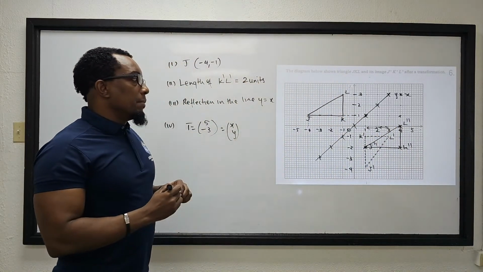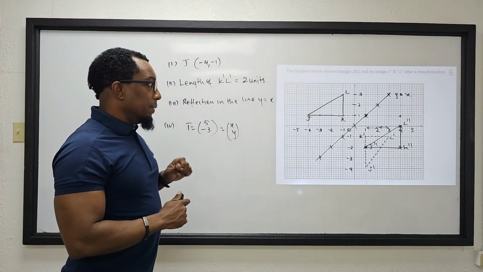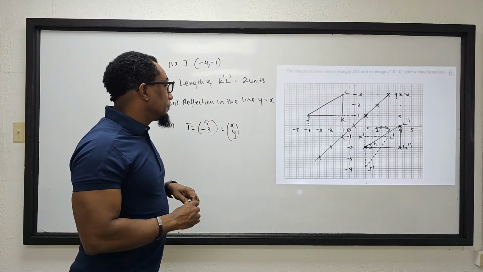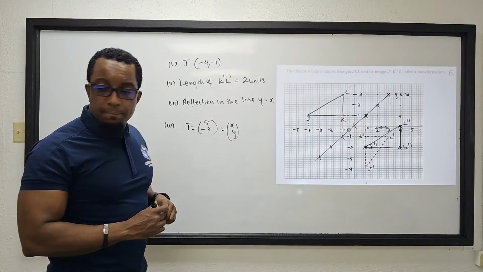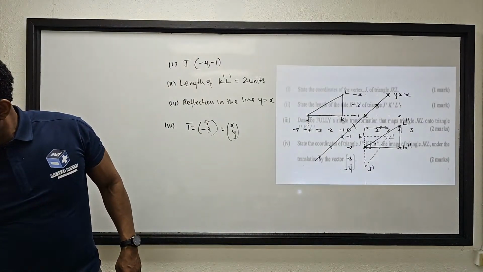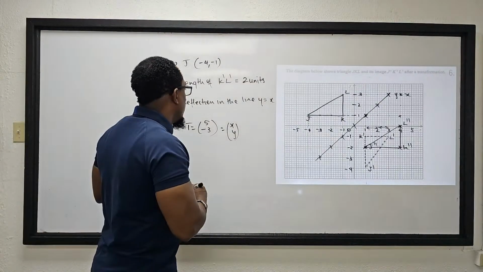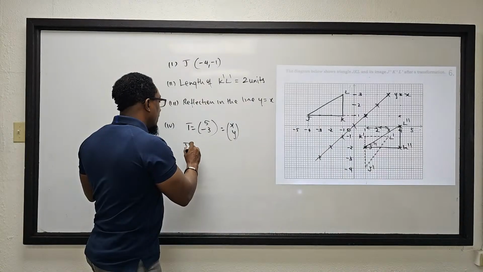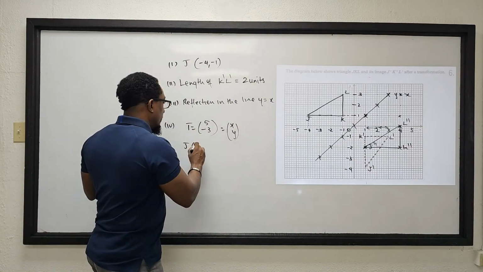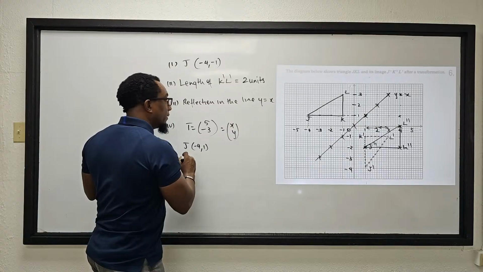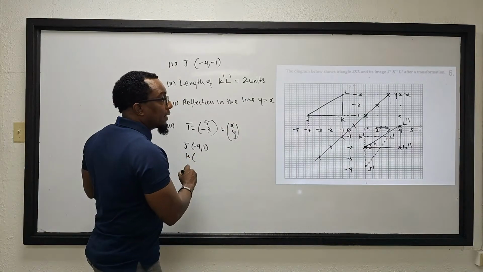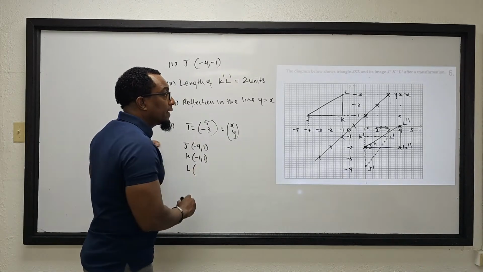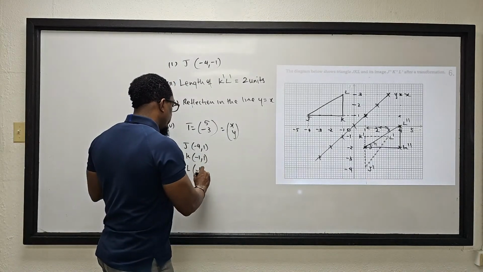So that's J double prime, K double prime, L double prime, which is the image of JKL under the translation (5, -3). So the question asks us for the coordinates. So we know that J has coordinates (-4, 1), K has coordinates (-1, 1), and L has coordinates (-1, 3).